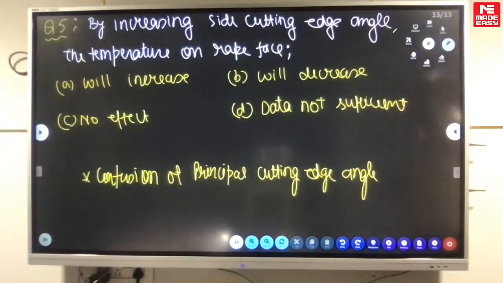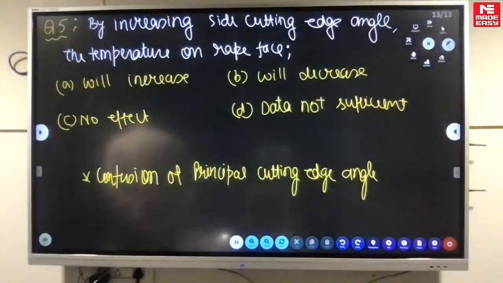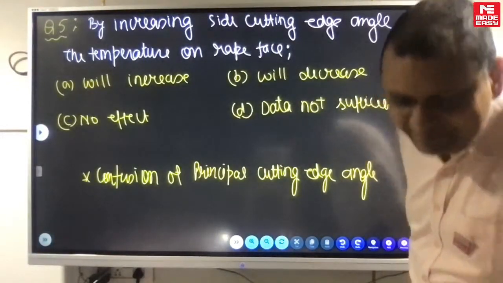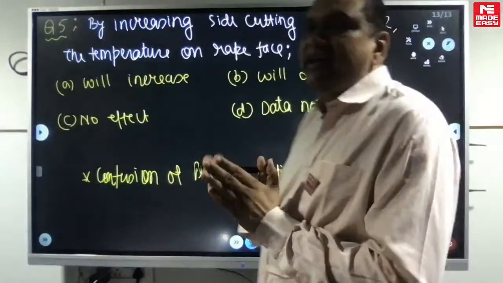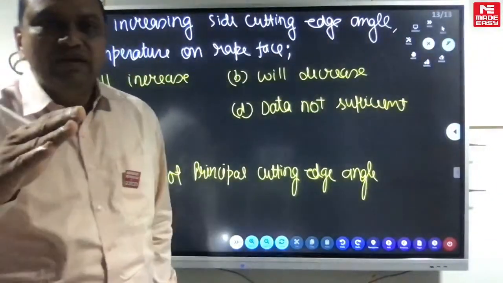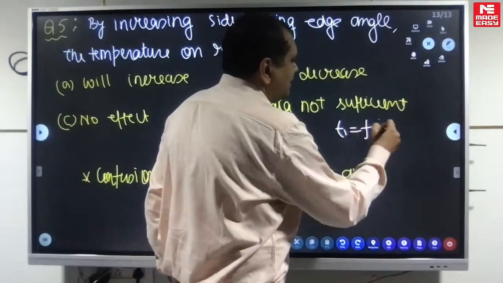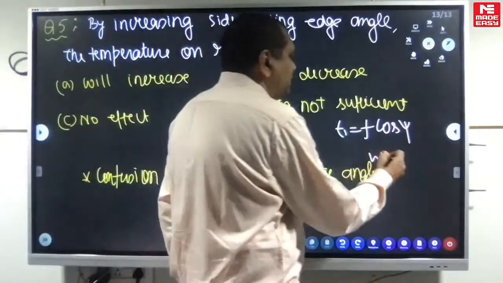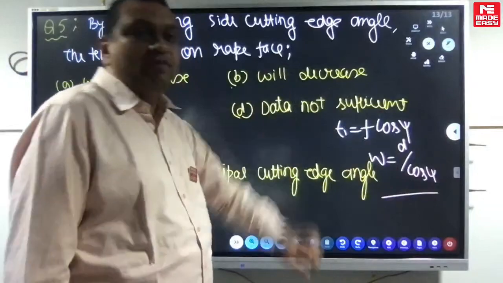By increasing the side cutting edge angle, the temperature on the rake face, tell me what is the answer. Why is the side cutting edge angle given to you? We have discussed in the class that uncut chip thickness is a sin psi, and width of chip is nothing but d divided by cos psi. Drilling ke case mein sin factor aata hai, ki nahi? Yehi hai na? I hope I have done that correctly.